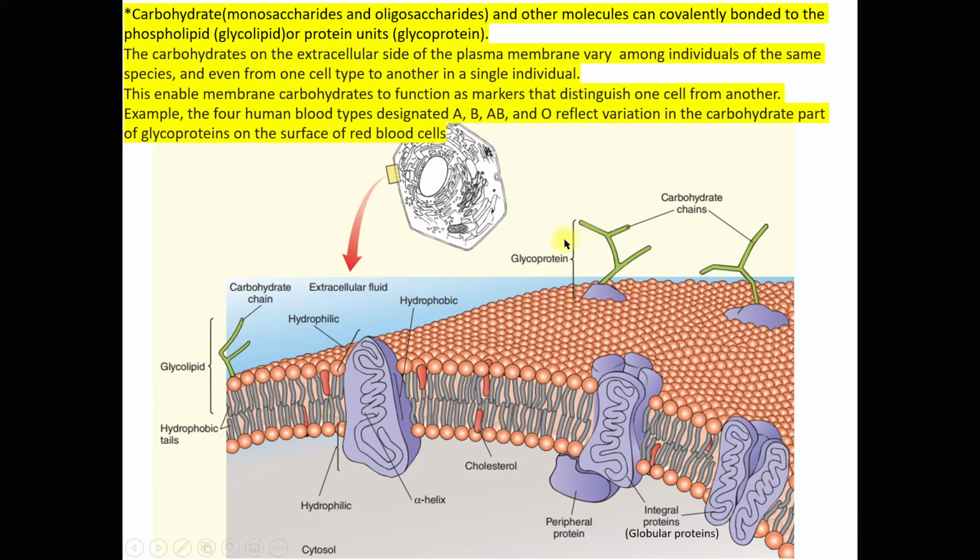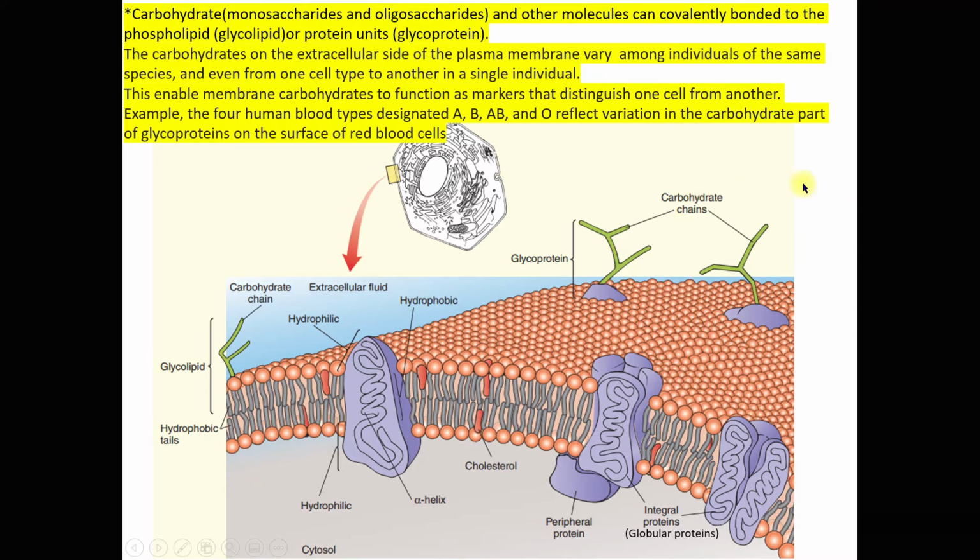Now, since our glycoproteins are different, this will enable the membrane carbohydrates to function as markers that distinguish one cell from another. For example, the four human blood types designated A, B, AB, and O reflect variation in the carbohydrate part of glycoproteins on the surface of red blood cells.